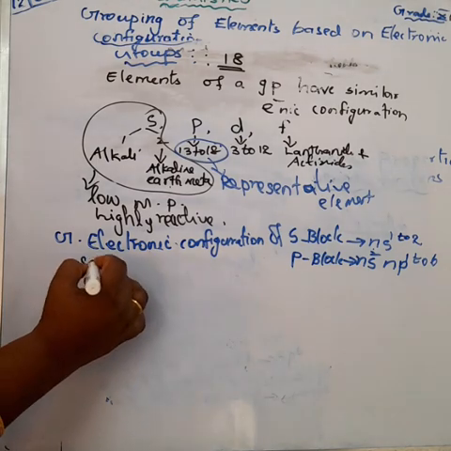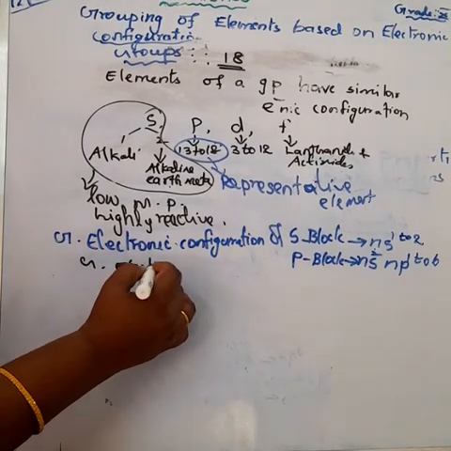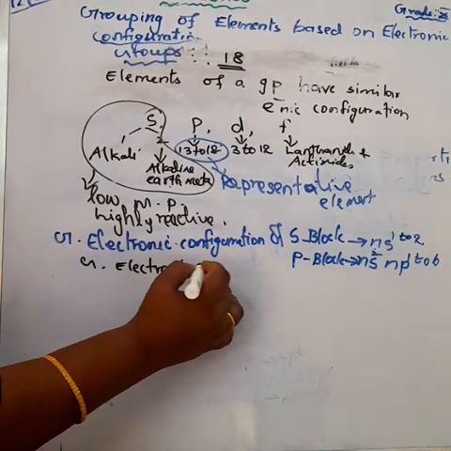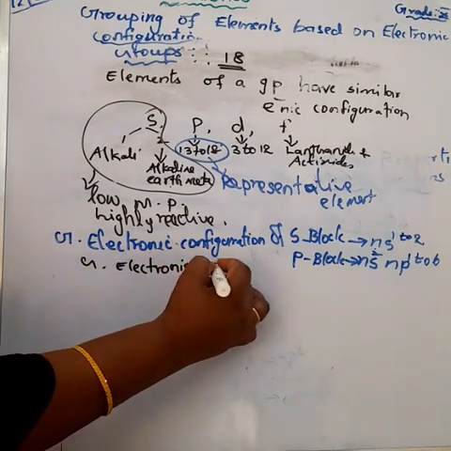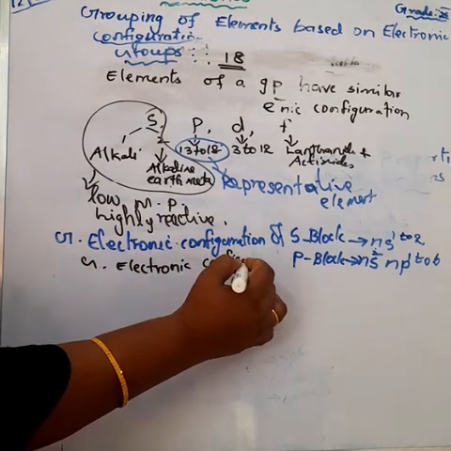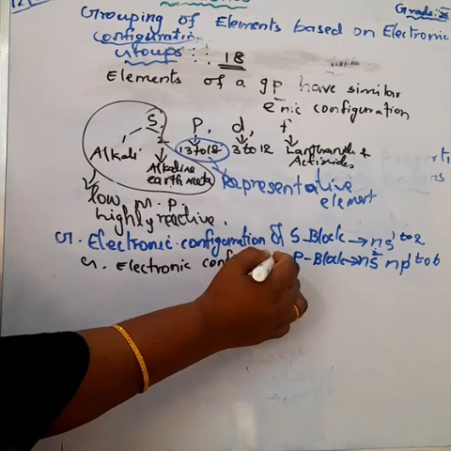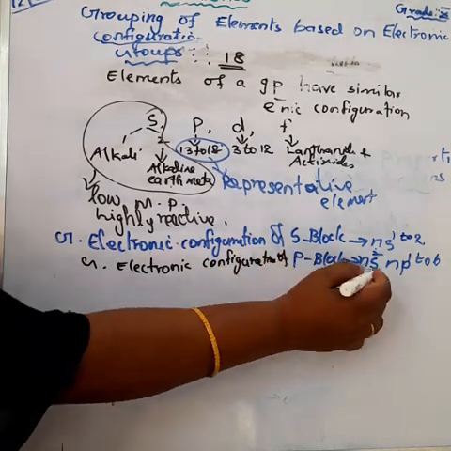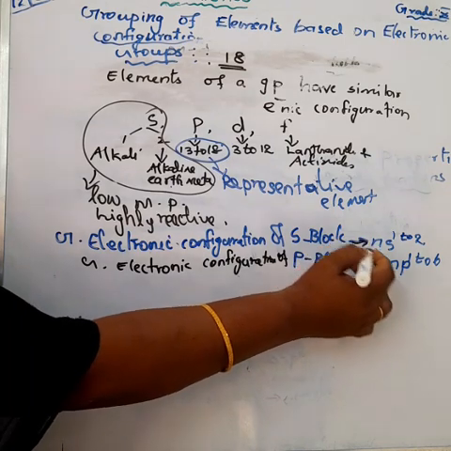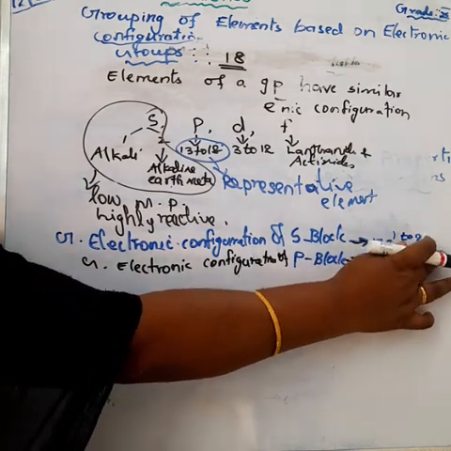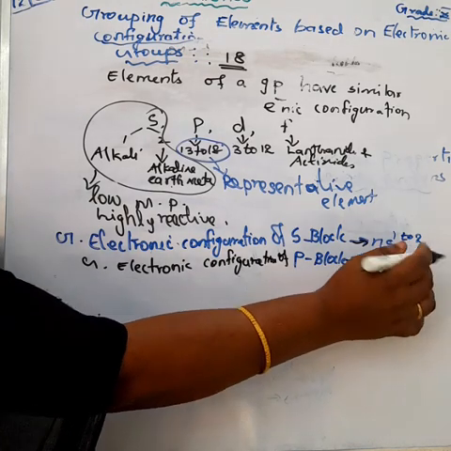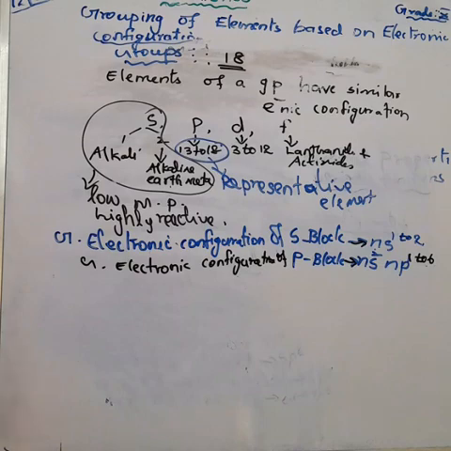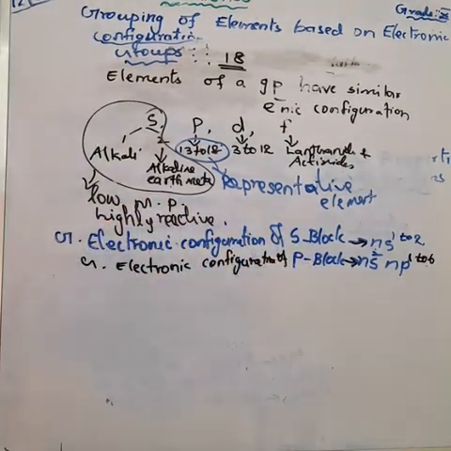For example, group 13 elements: boron, aluminium, gallium, indium, thallium, and nihonium. All of them have a similar outer shell electronic configuration, ns2 np1. Boron is 2s2 2p1, aluminium 3s2 3p1, gallium 4s2 4p1. These have similar outer electronic configurations, so similar chemical properties. Understood?